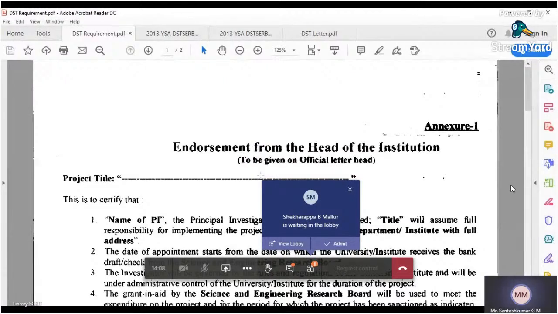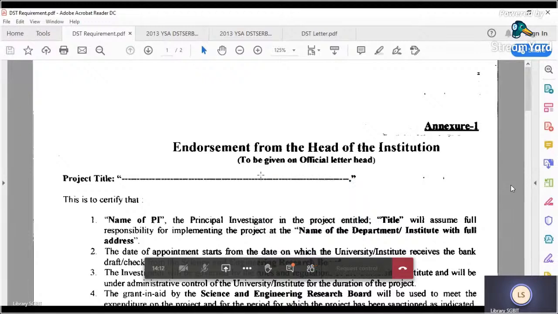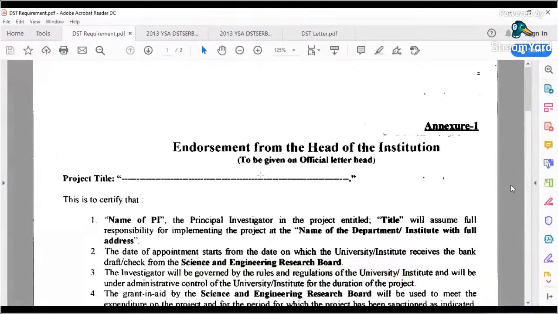PDF is visible. Okay, so before I show you the project proposal as such, which was written, these are certain documents which will be required if you are going in for DST SERB. The first is an endorsement from the head of the institution, the principal or the director, and this needs to be given on an official letterhead. One does not have to worry about these formats because, as I showed you yesterday on the DST website, these formats and templates are given by DST and SERB themselves.